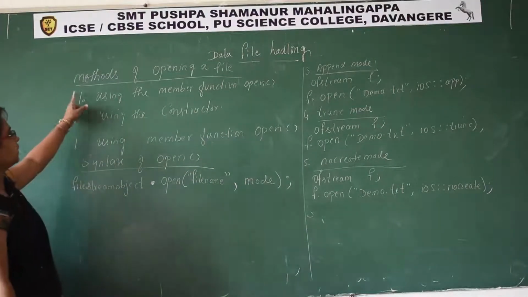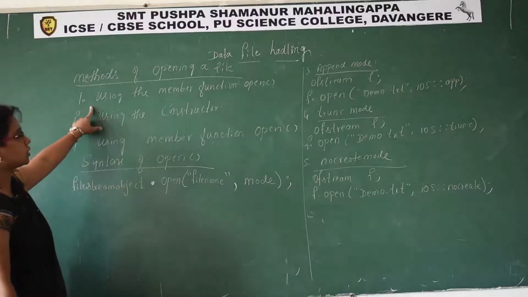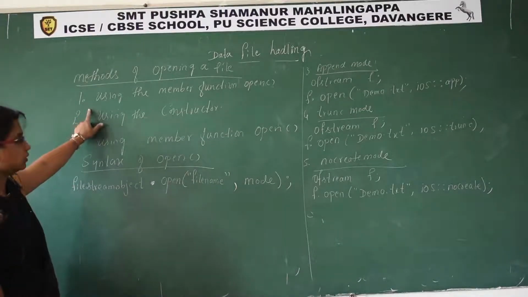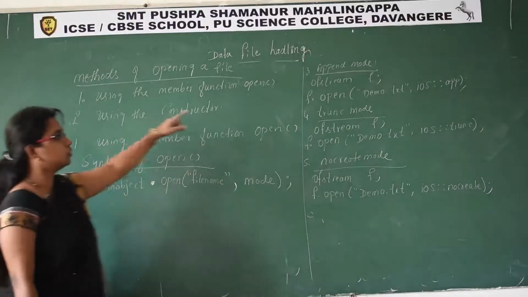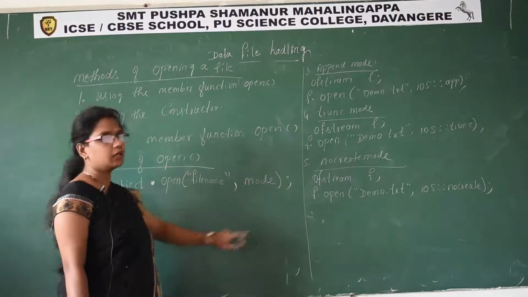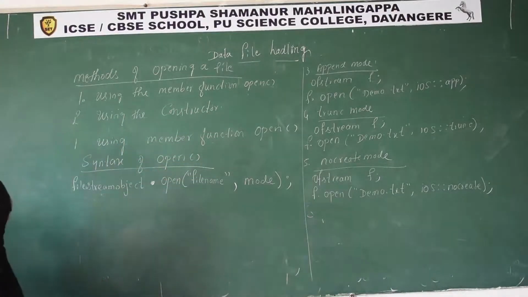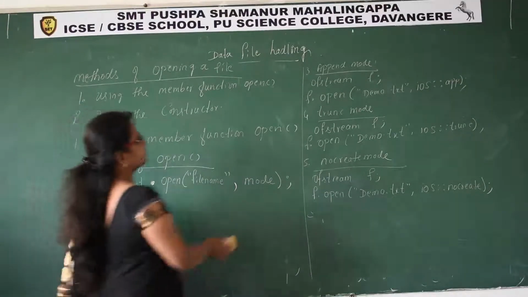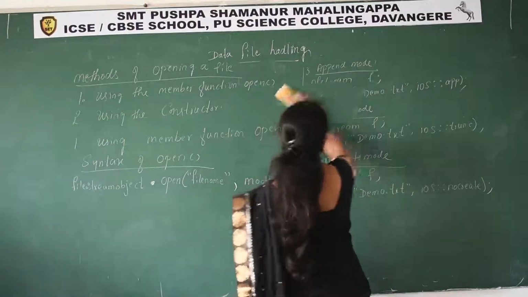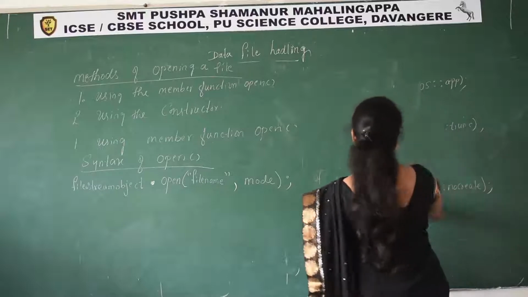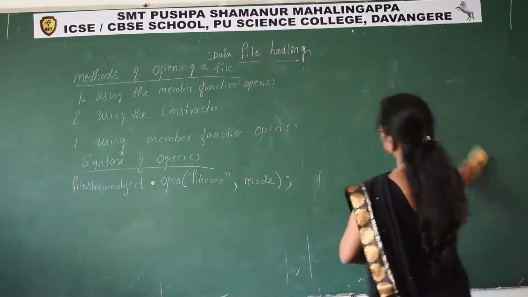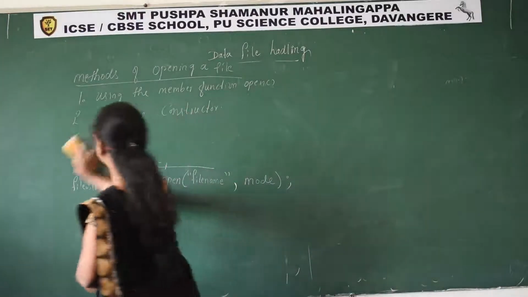So what are the methods? There are two methods. One is using open function method to open a file, and syntax you can give these type examples. Next method, constructor method. Opening a file in constructor method.